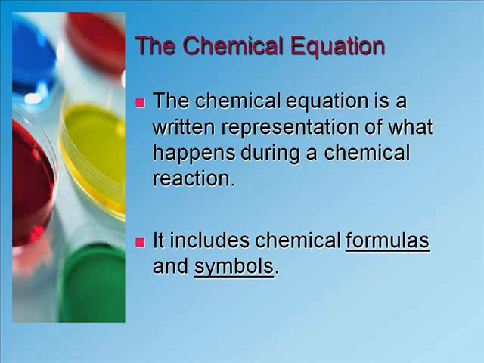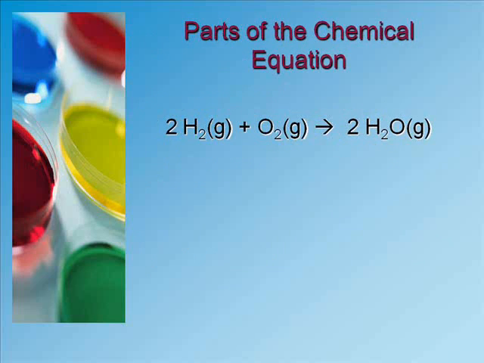Please remember that a chemical formula is the shorthand representation for a compound, and a symbol is the shorthand representation for an element. Let's start by taking a look at this example of a chemical equation. This equation is the representation of the formation of water vapor from hydrogen gas and oxygen gas.